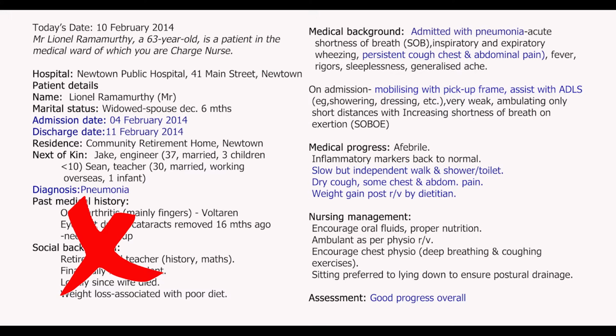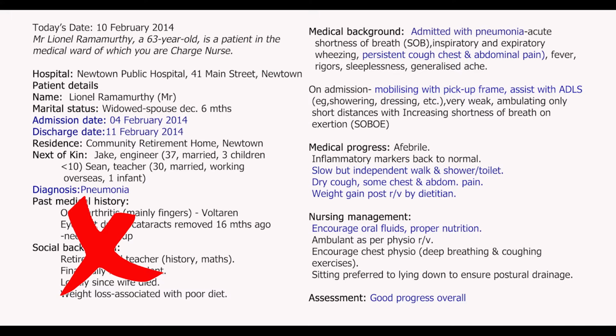Moving to the nursing management, all these data are important because you can see that the reader is a nurse. So the nurse needs to be aware of the kind of management that was provided to the patient during his hospital stay. You can see that firstly the patient was encouraged to consume oral fluids and proper nutrition was also maintained. This is important because even in the discharge plan you can see points related to fluid intake and proper nutrition mentioned. Next one is ambulation as per physiotherapist review.